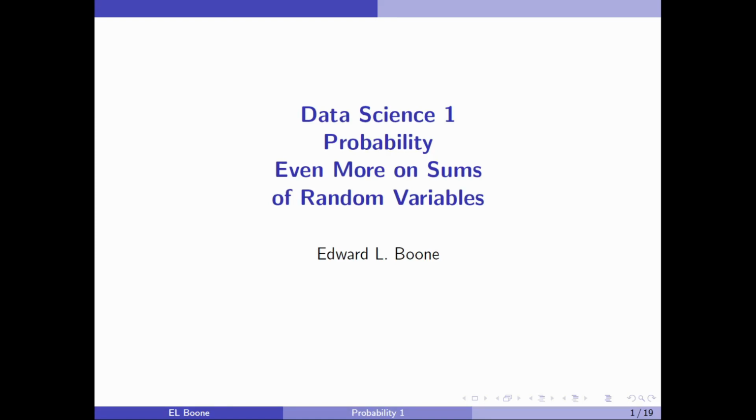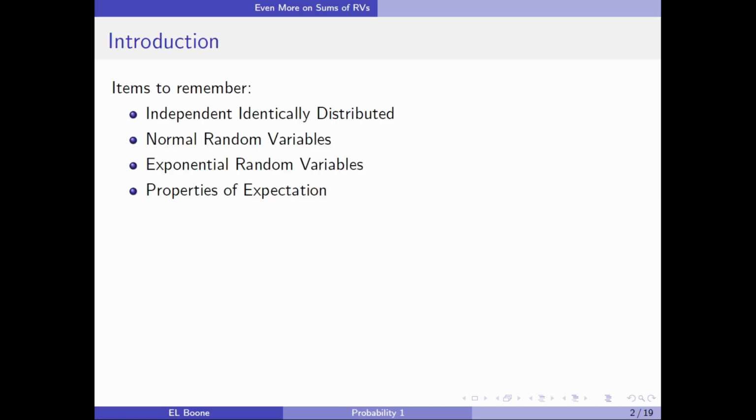Welcome to Data Science 1, Probability, even more on sums of random variables. Okay, things we need to remember. We need to remember what independent identically distributed means, normal random variables, exponential random variables, and properties of expectation.